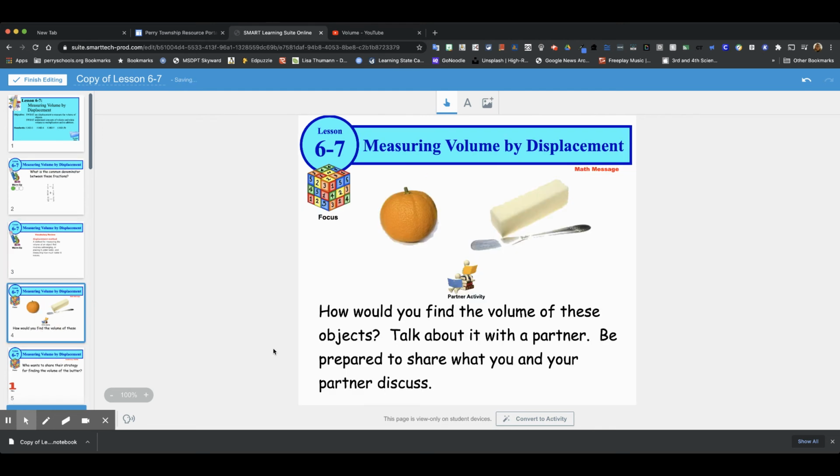So you might find that you have seen objects like this before, an orange or a stick of butter. And we can find the volume of these because remember, volume is how much space they're taking up. So what do you think? How would you find the volume of either one of these objects? And would they be similar ways or would they be different ways?